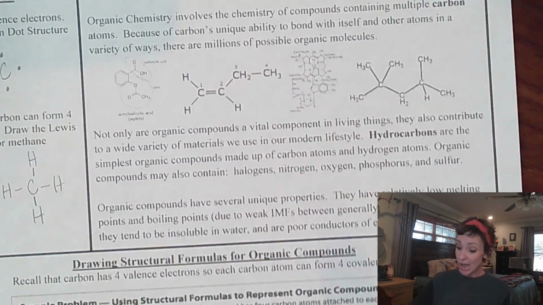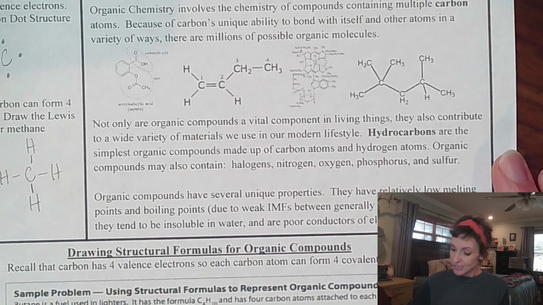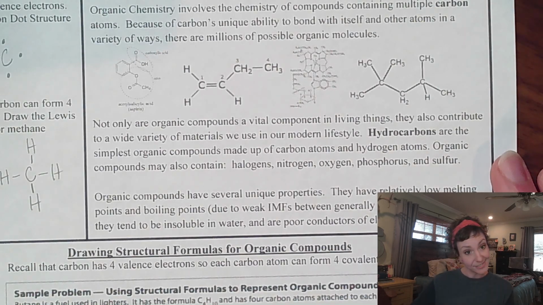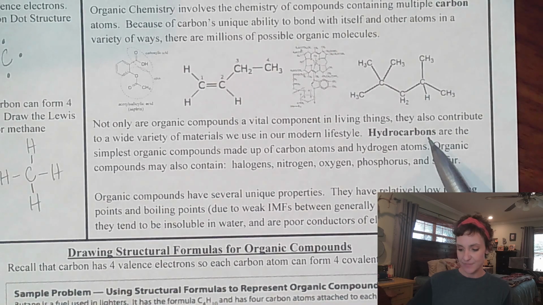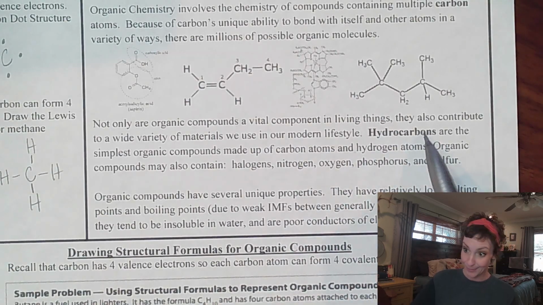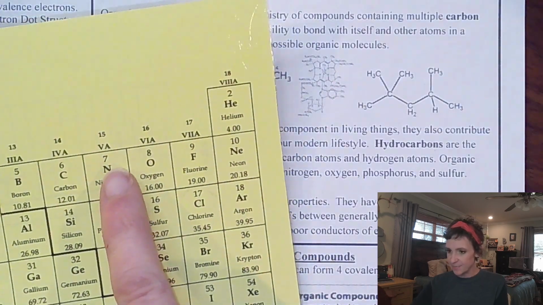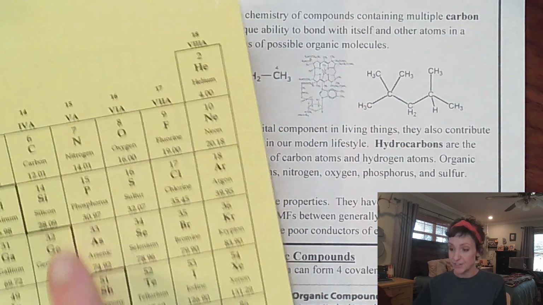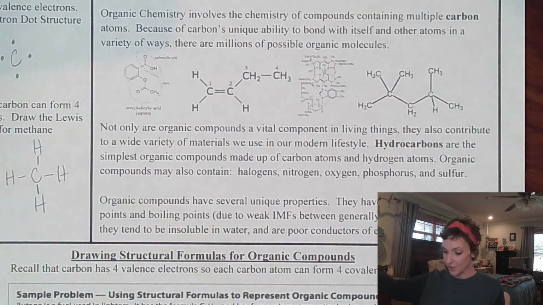Okay? So it says not only are organic compounds a vital component in living things, they can also contribute to a wide variety of materials that we use in our modern lifestyle. Hydrocarbons are the simplest of the organic compounds, and they're made up of carbon atoms and hydrogen atoms. Hydrocarbons are carbon and hydrogen. We love that. Organic compounds can also contain some of my halogens, right? I got some nitrogen in some of them, some oxygen, phosphorus, sulfur.